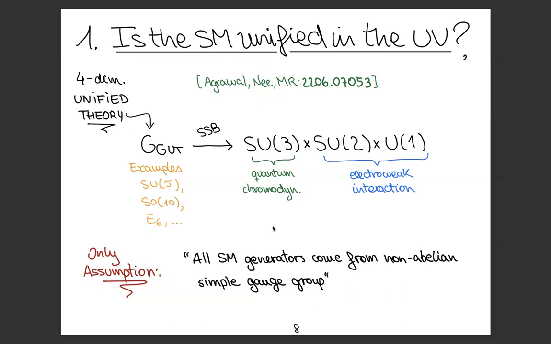The assumption is that all the standard model generators, that is QCD and the electroweak interaction, have to come from the same simple non-abelian gauge group. This is the only assumption that I will make.